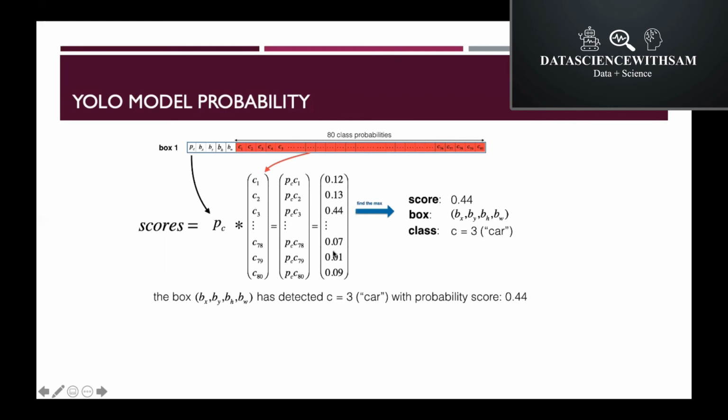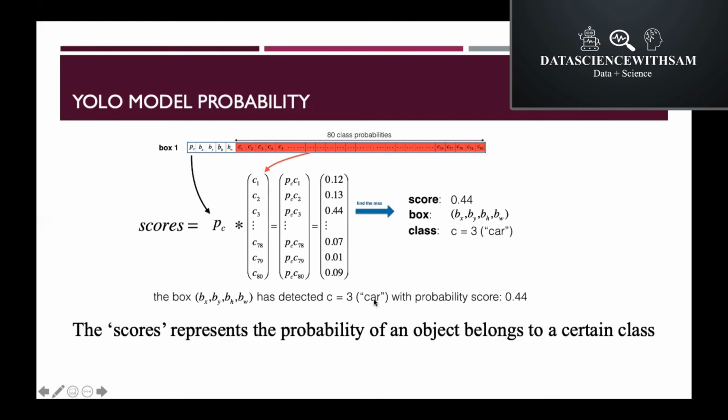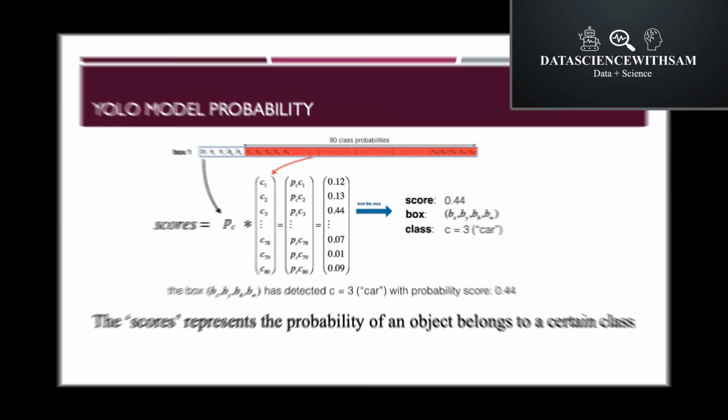So now, finally, it picks the maximum prediction score and classifies the object based on that maximum probability score. Here, that bounding box determined the object as a car based on the probability score of 0.44, which denotes that the object belongs to class 3. In a nutshell, the scores represent the probability of an object belonging to a certain class.